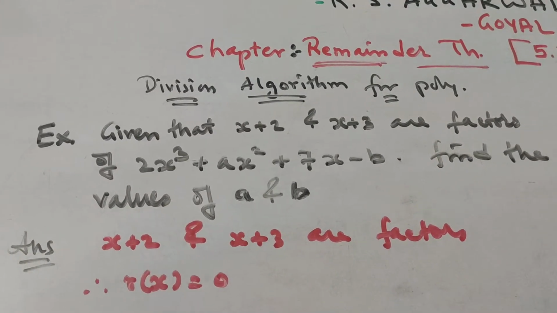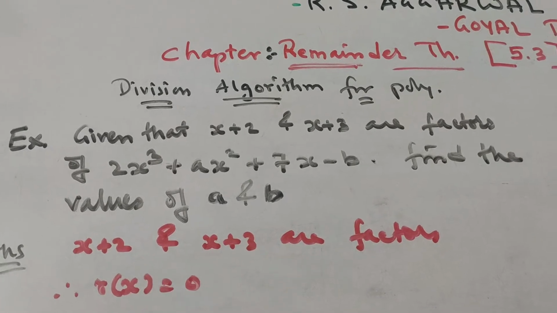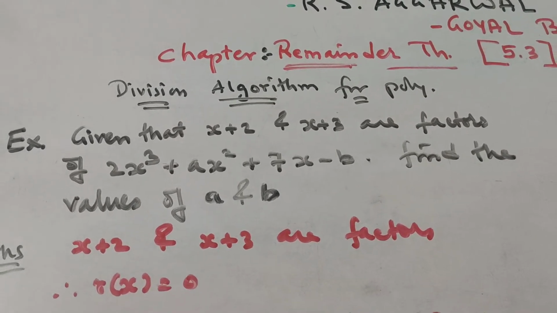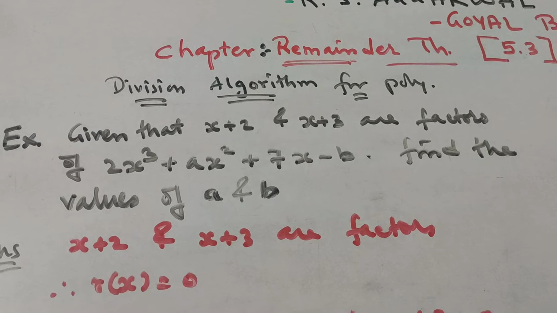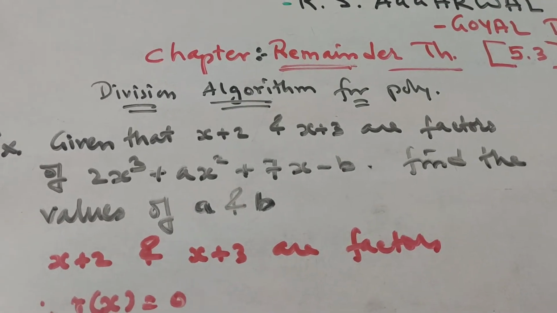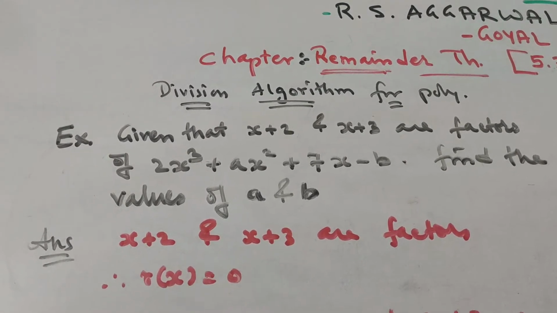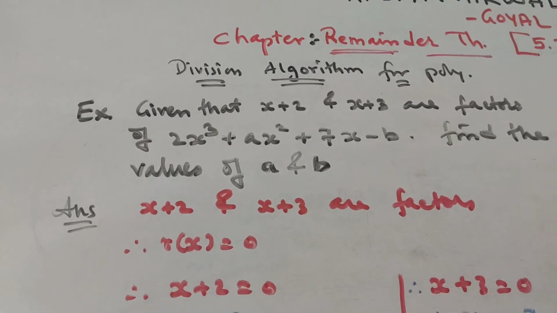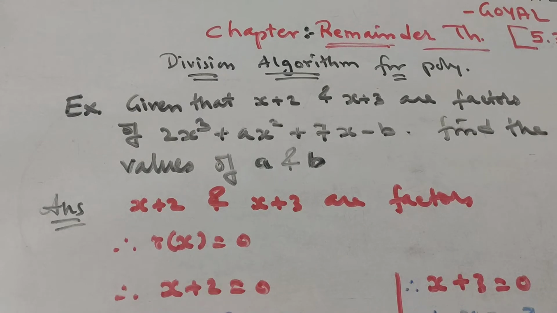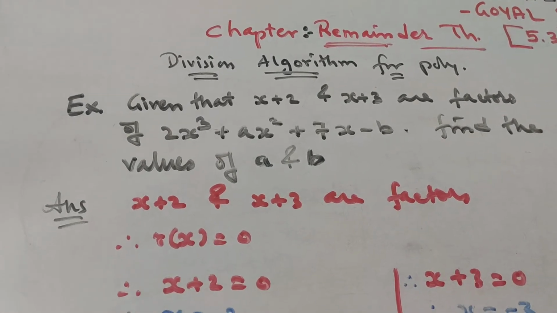Given that x plus 2 and x plus 3 are factors of the polynomial 2x cubed plus ax square plus 7x minus b, we have to find the value of a and b. So our answer begins as x plus 2 and x plus 3 are the factors. If they are factors, then the remainder is 0. So R(x) is equal to 0.